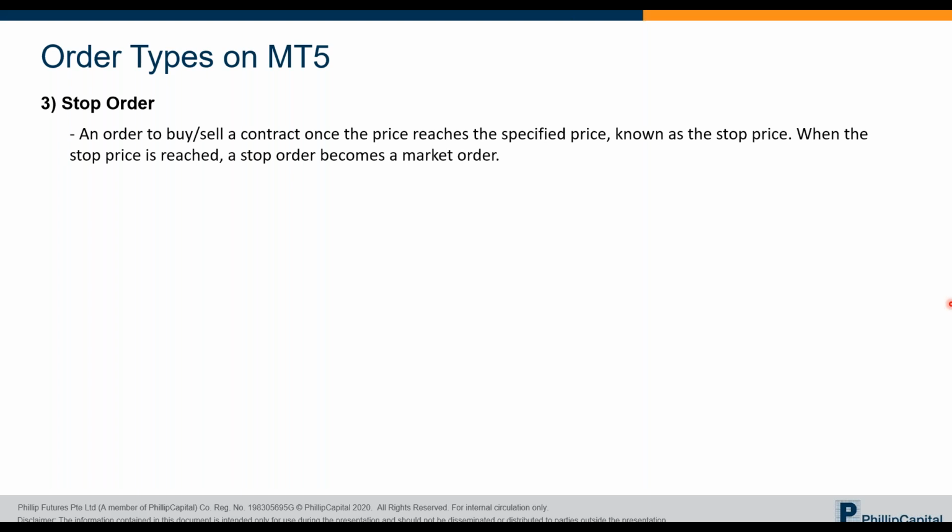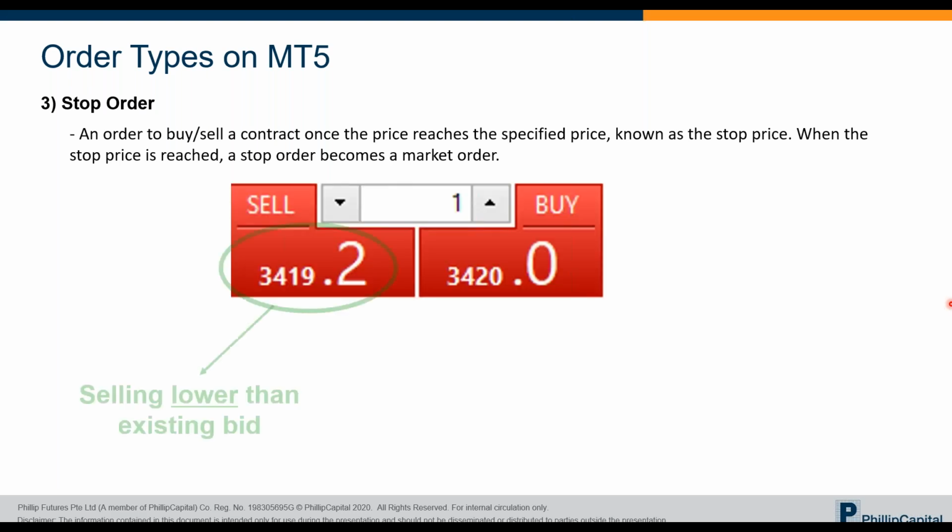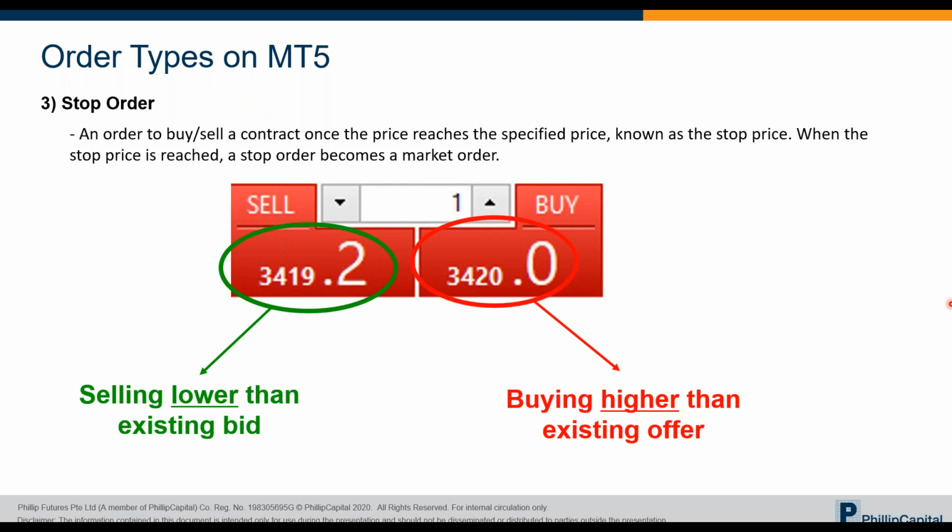Okay, so I think the next order type is a more confusing one, also known as a stop order. What a stop order does is to buy or sell a contract once the price reaches a specific price known as the stop price. So when the stop price is reached, a stop order becomes a market order. In a stop order, what you are trying to do is to actually buy higher and sell lower than whatever the market is quoting.